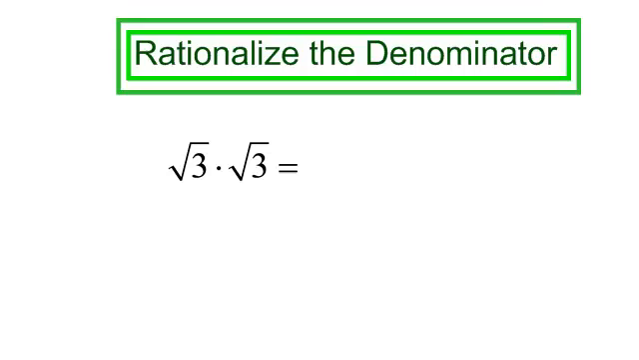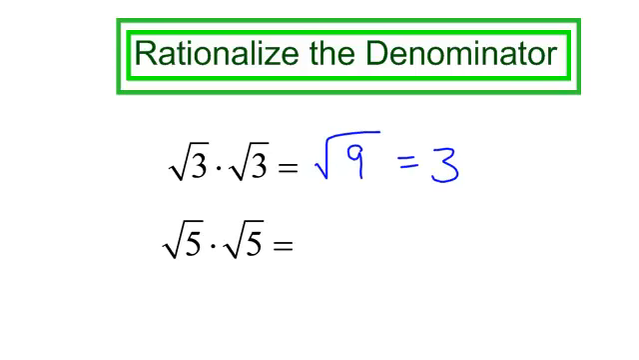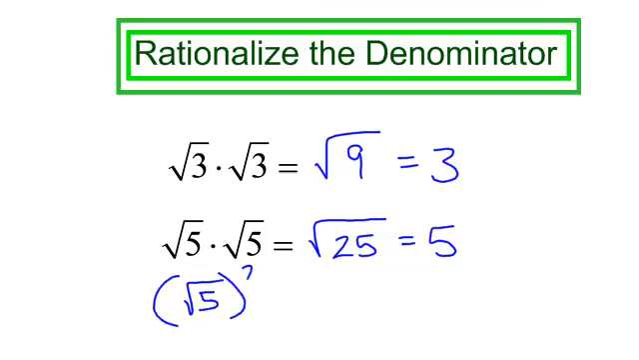What is radical 3 times radical 3? Yep, you've got it. It's radical 9, which is just 3. What is radical 5 times radical 5? Yes, it's radical 25, which is just 5. So if I multiply the same radical, essentially this is radical 5 squared, and if I square a square root, they cancel each other out. So that's how we're going to work on rationalizing the denominator.